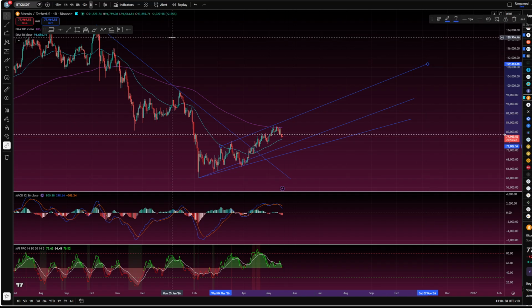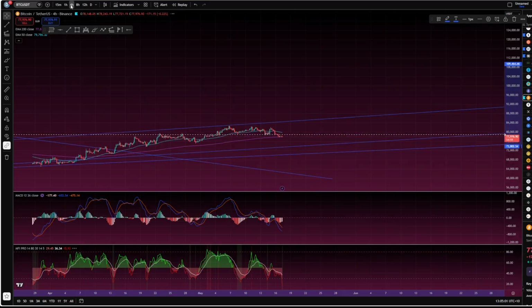I have noticed lately that Bitcoin does sort of try to travel more into channel, whereas looking at some other coins in the past, you sort of get like the flag structures, but Bitcoin I've seen trading in a channel quite a bit. But let's move from the daily down to the 4 hour.